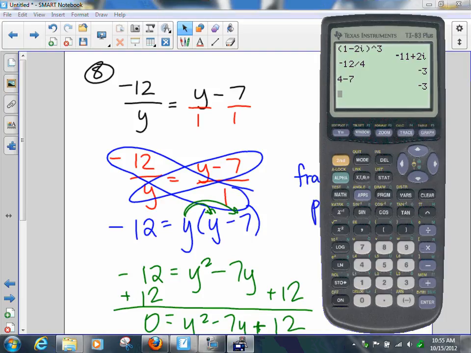Yes. Do the same thing with 3. Negative 12 divided by 3 is negative 4. And then 3 minus 7 is negative 4. Do they match? Yes. Do I keep both solutions? Yes. Unless you only have 1, but I have 2. And you could have graphed that problem as well. I checked the left side and then I checked the right side. And that's why I had 2 of those there.